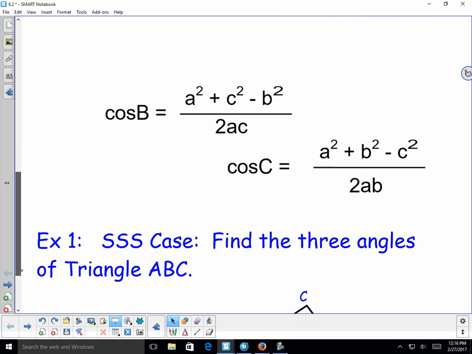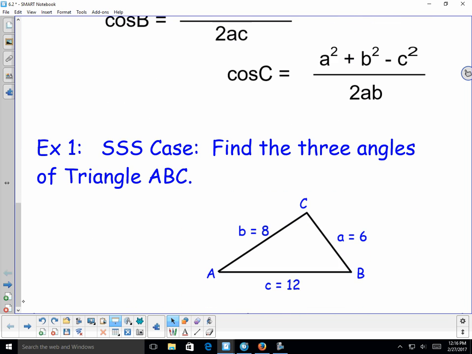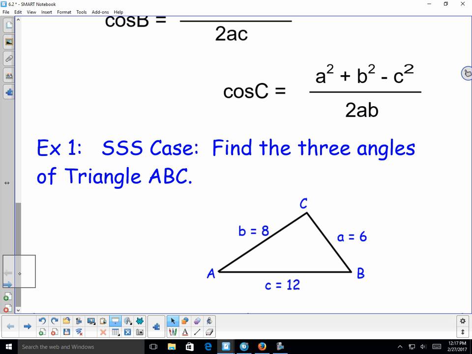Let's take a look at an example. This is an SSS case, meaning we're given the 3 side lengths in a triangle, but we know no angles. We're trying to solve the triangle, so we're trying to find the missing angles. One side is 6, one side is 8, one side is 12. They do recommend that you always solve for the largest angle first. So in this case, we're going to solve for which angle? C. So let's use that formula.